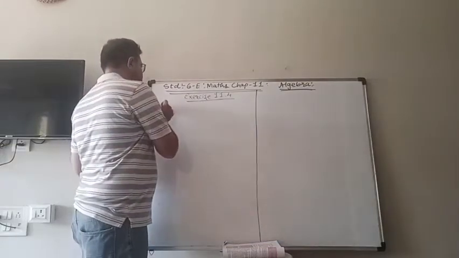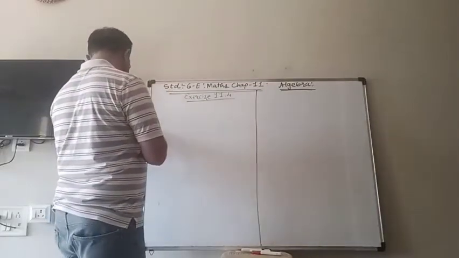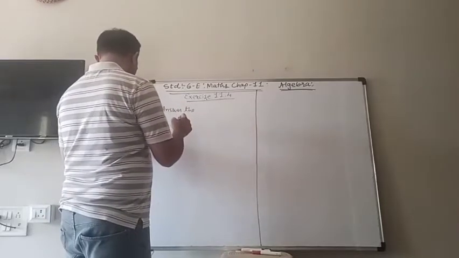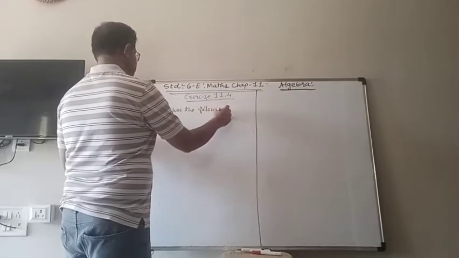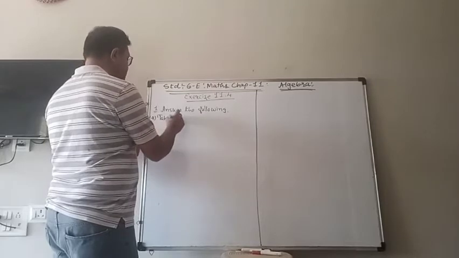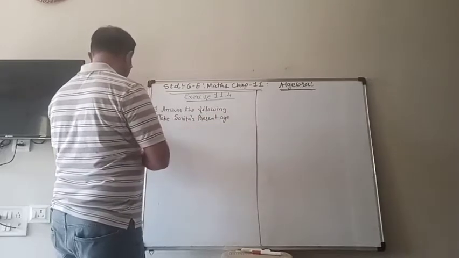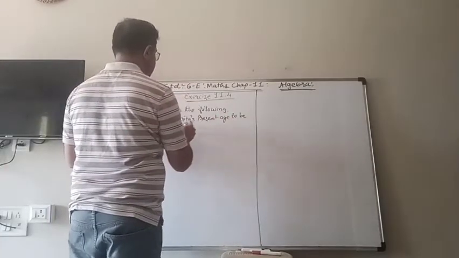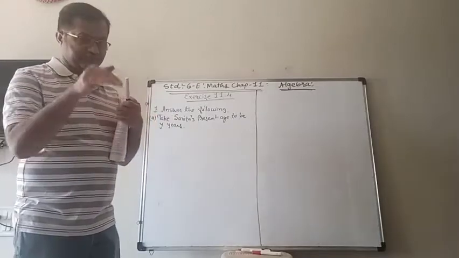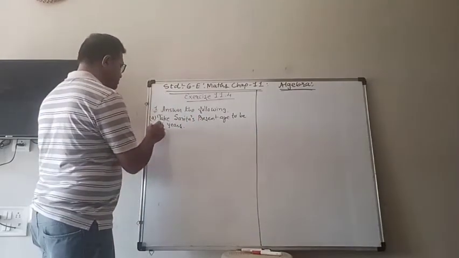So we start here exercise 11.4, in which some situations are given and according to that we have to answer the question. Question 1 is answer the following. Your first situation is that take Sarita's present age to be Y years. So now we have to consider that Sarita's present age means at present her age is Y years, and then according to that we have to give the answers of the question.